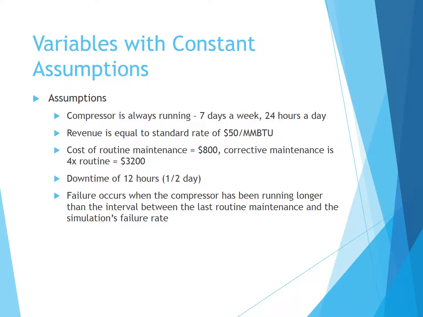And the most important assumption was that failure occurs on the given failure rate interval. So if the failure rate indicates that you will have a failure every 3 weeks, then we assumed that failure would occur every 3 weeks, except if a preventive maintenance activity or routine maintenance activity had occurred within 3 weeks prior. So we assumed that a preventive maintenance activity would negate any potential upcoming failure within that failure rate interval.